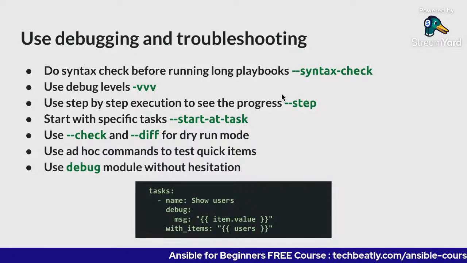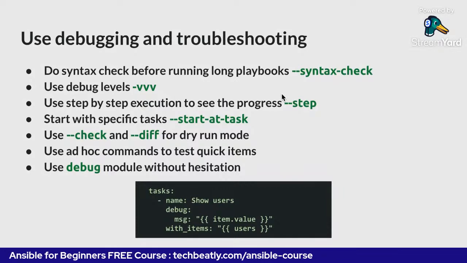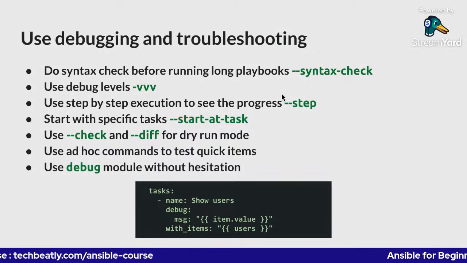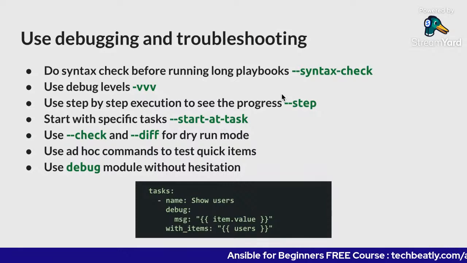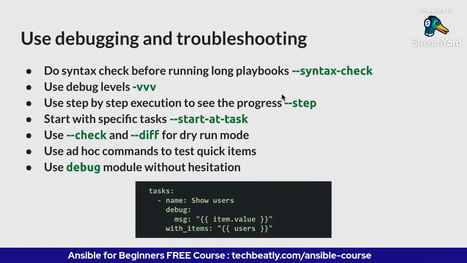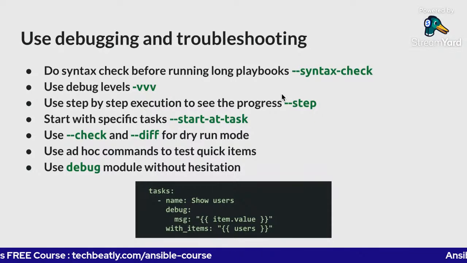Then you have 2 dry run options called hyphen check and hyphen diff. Use these options so that, without actually executing the playbook, it will do the execution, but it will not make any changes. Instead, it will show you what will happen if you execute this task. Good.